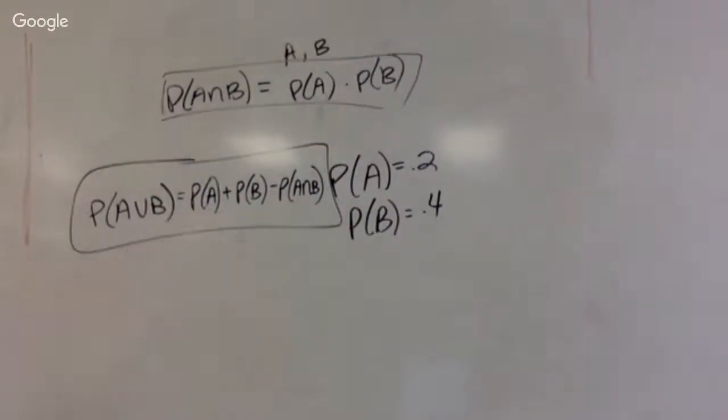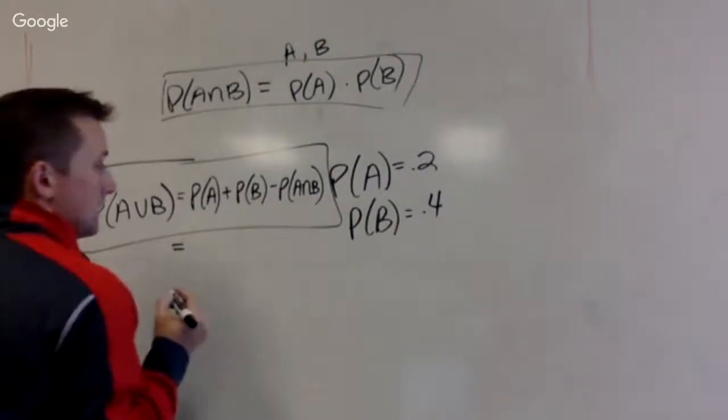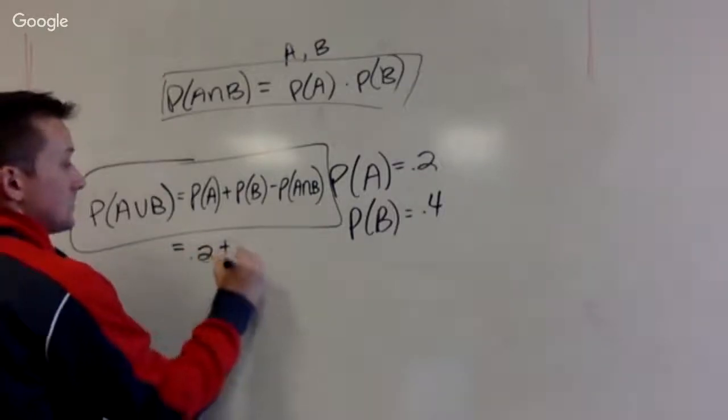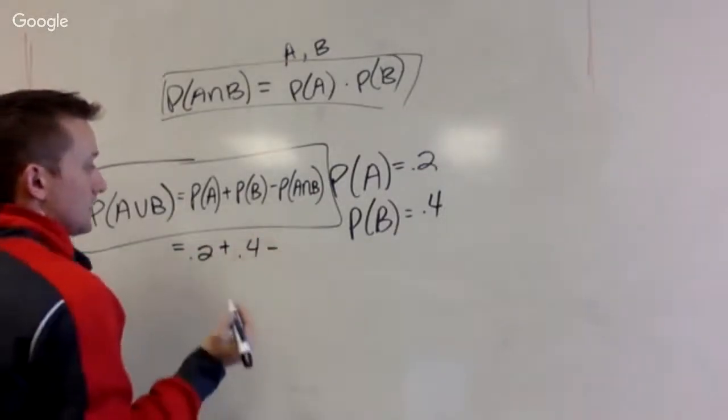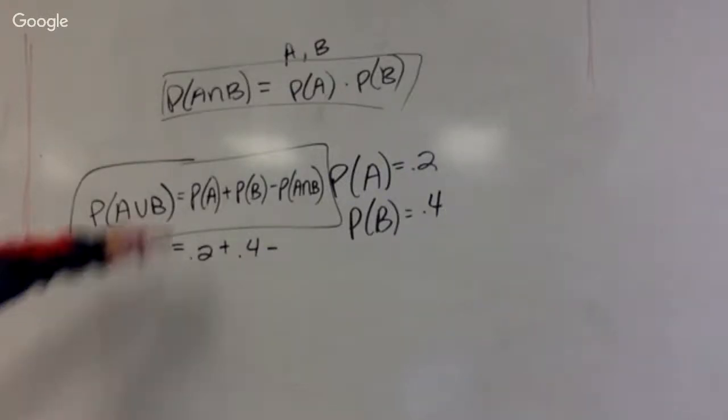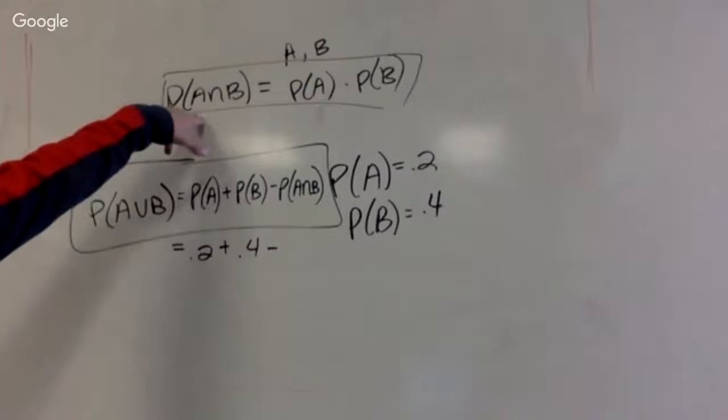Now, can I plug anything in? See, Alex? Yes. What can I plug in? 0.2 plus 0.4, good, minus, I don't know that, do I? But what did I know? What did it tell me at the beginning? They were independent. Remember, this was the formula for independence.